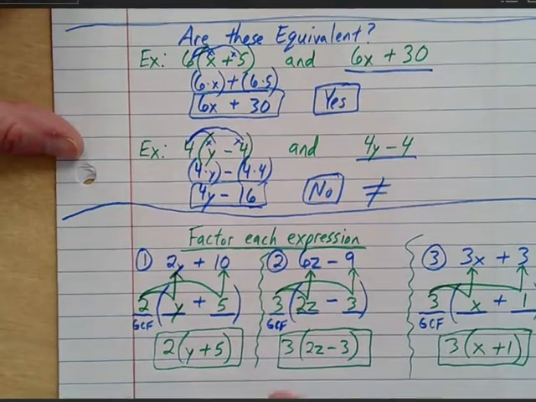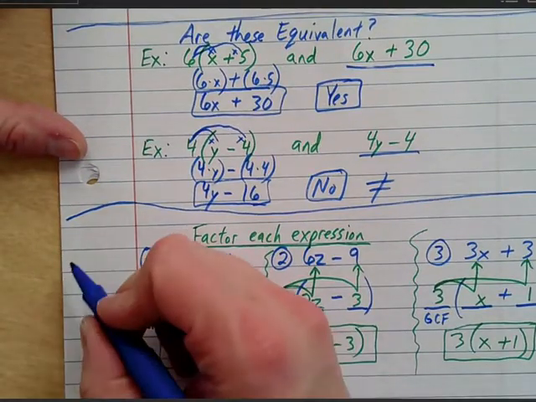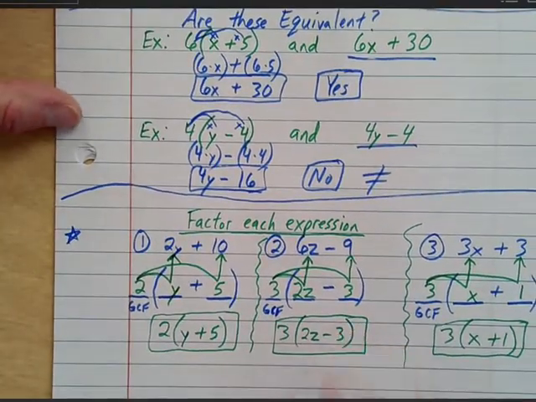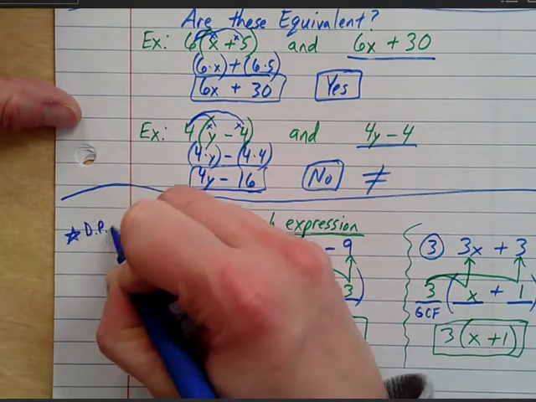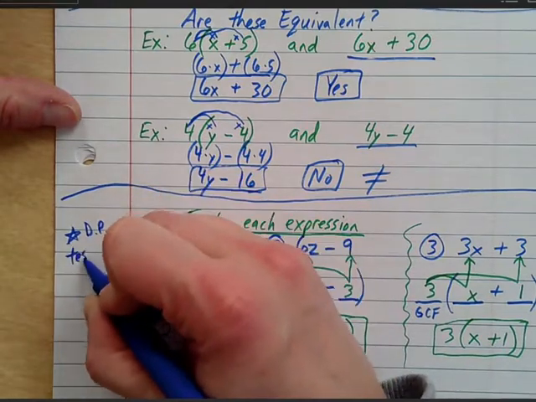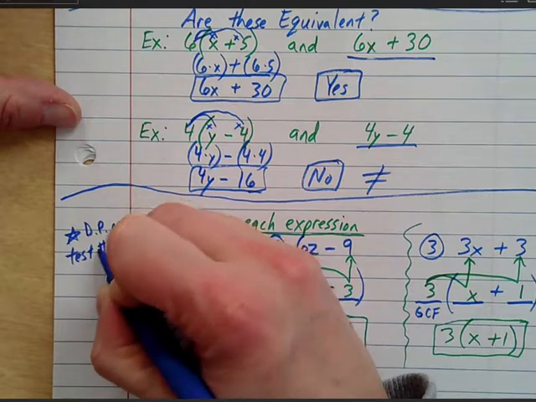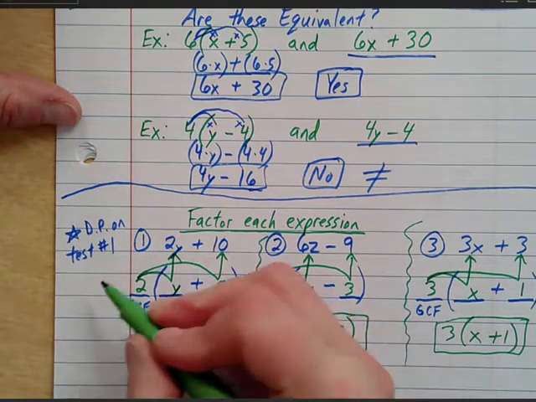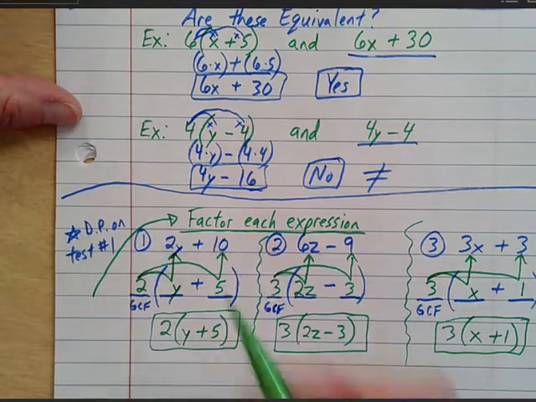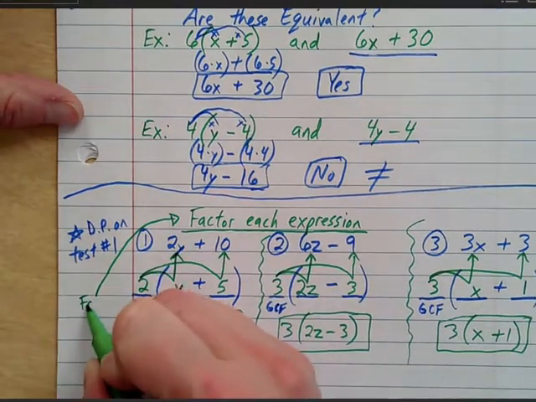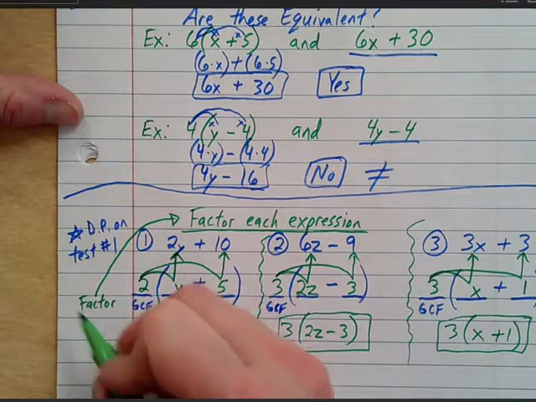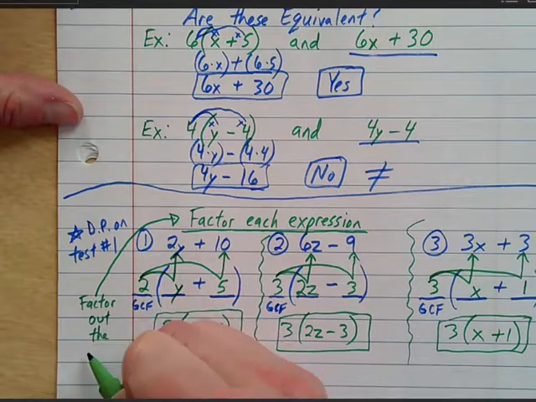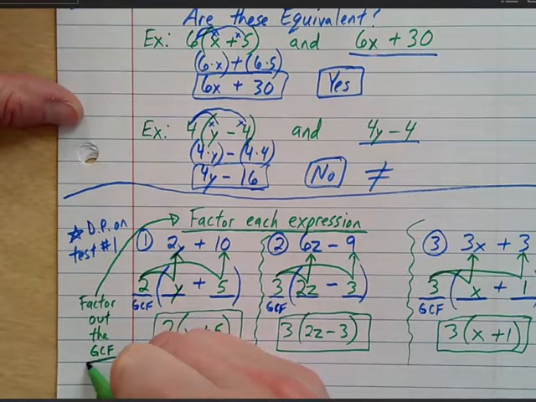That is going to be on your test. So put a star over here on the side. I'm going to put distributive property was on test number 1. Remember, we were having to factor out. That's what factored form means. Factor out the GCF. And remember, we put that on a line.